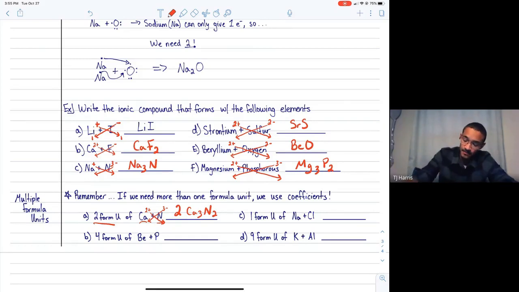All right. Be hanging out in 2A. P hanging out in 5A. Boom, your arrows. It says I want 4 formula units of those. 4 Be3P2. So now we're making our compound, but we need more than 1 of them. I need 2 of them. I need 4 of them. All right, pause the video briefly. Give yourself a try on C and D.